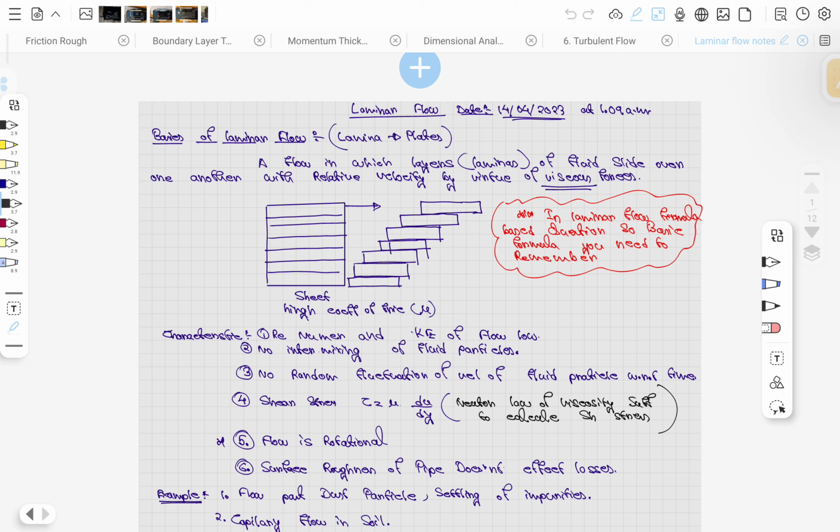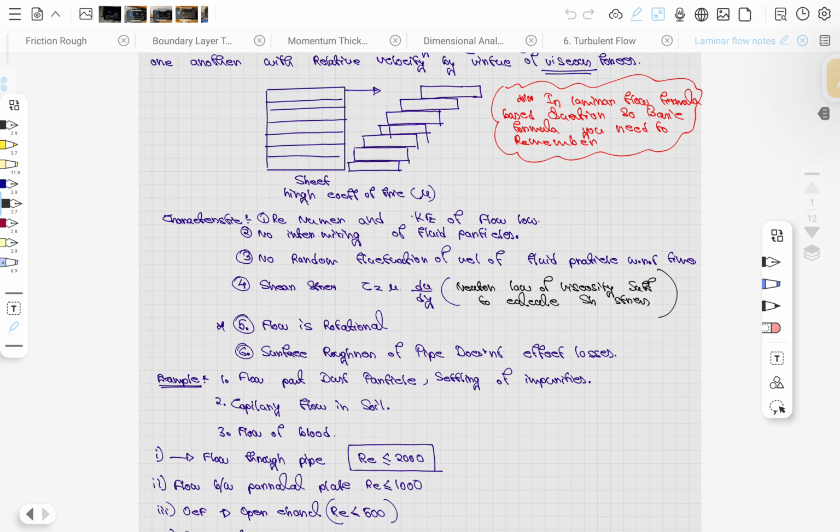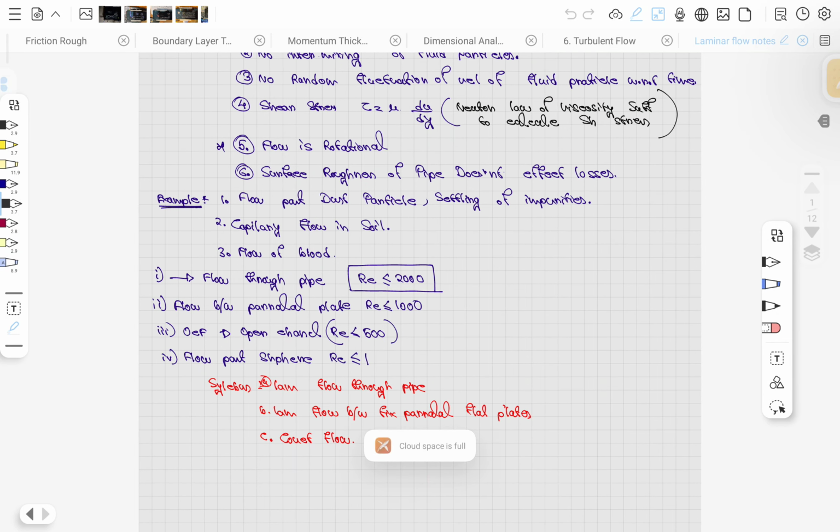Okay, let's take it easy, go by small things. So here in laminar flow, no intermixing of fluid is happening, no random fluctuation of velocity is happening, and there is no turbulent shear stress. Newton's law of viscosity is sufficient to calculate the shear force. Unlike the turbulent flow, where there was a tau formula, in this case there is nothing like that. It is so simple.